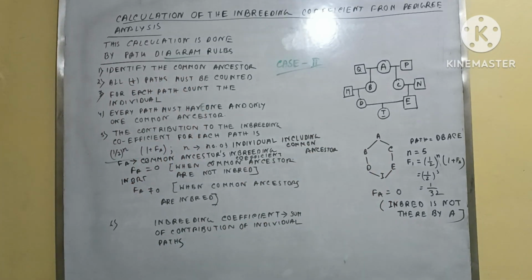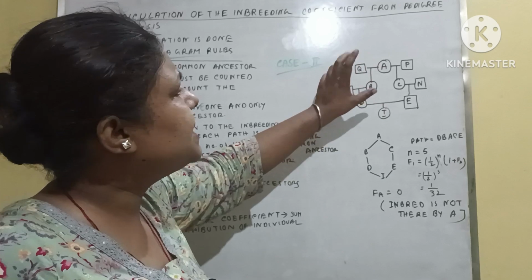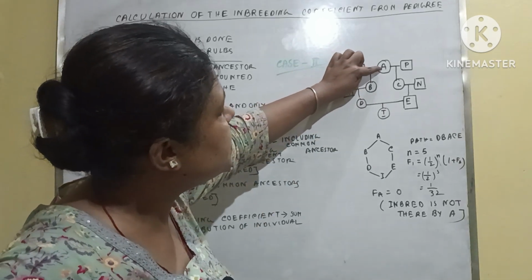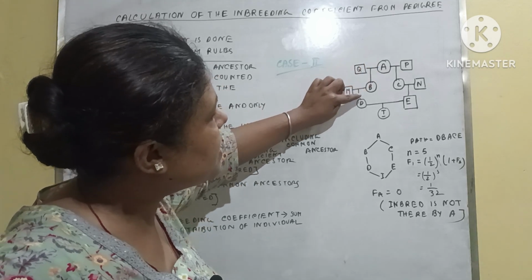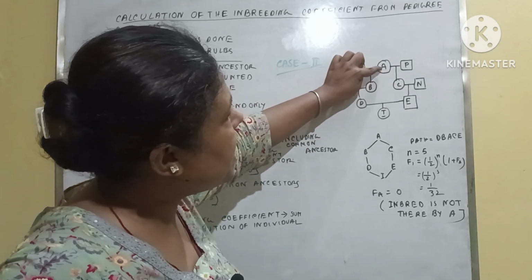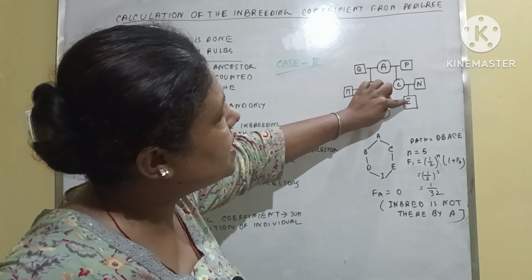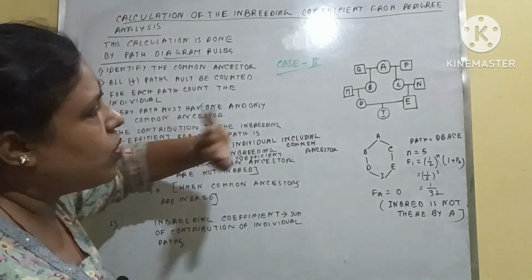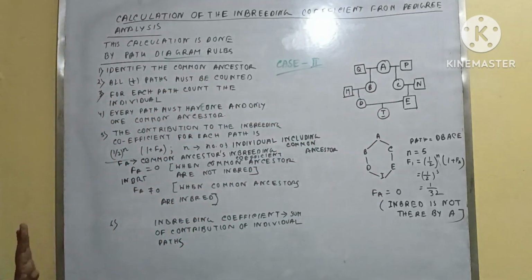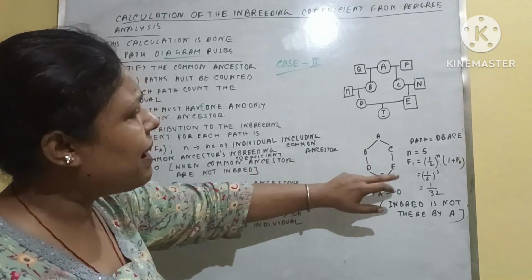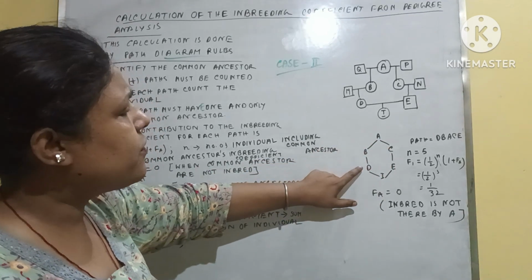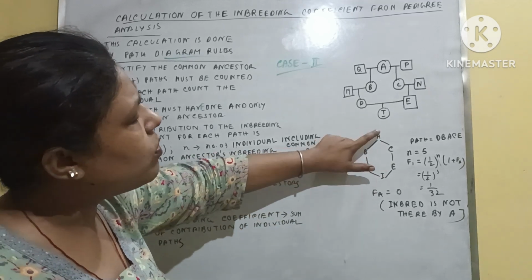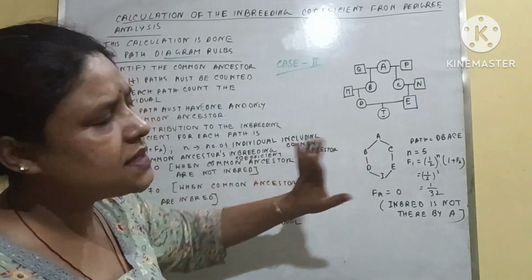Here the shortcut path that is directly connected with the family gene: A is directly connected with B, B is directly connected with D, and from this side A is directly connected with C, C is directly connected with E, and E and D both are connected with I. The common ancestor is this one. So the path is D, B, A, C, E. Here the common ancestor is A and I is the recent one.